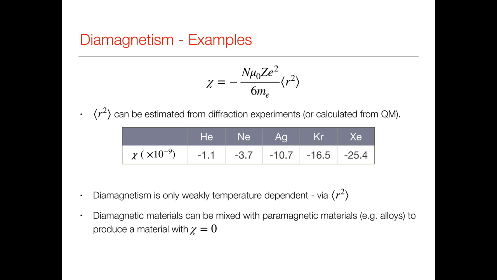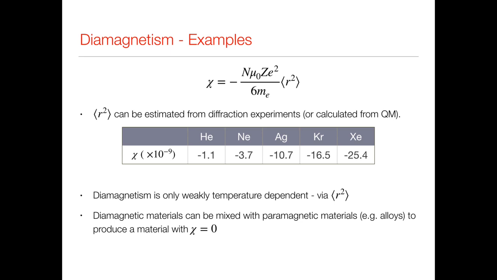There are a few other things we can tell here. There's not really anything in that equation that depends on temperature. All of the constants at the front do not depend on temperature. R squared depends a little bit on temperature, because if we're thinking of a solid and thinking about thermal expansion, then that R squared could change a little bit. So we could have a slight temperature dependence, but to all practical purposes, diamagnetism is independent of temperature.